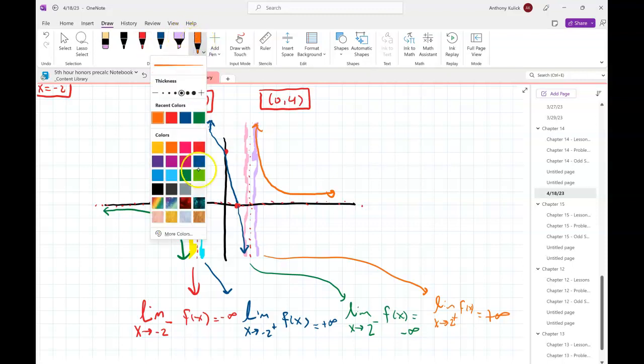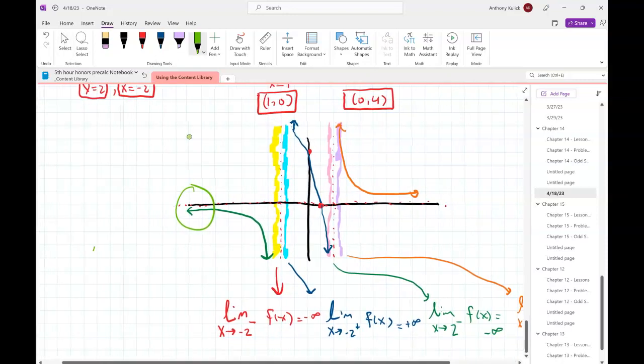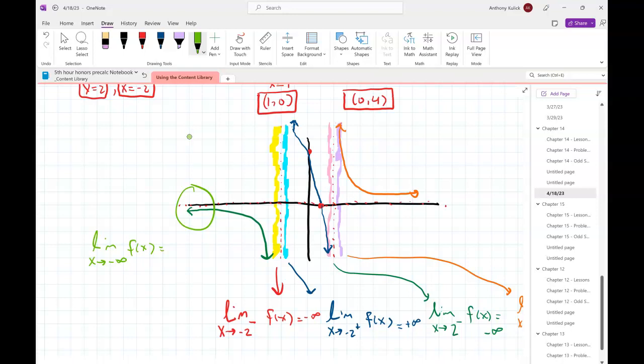While we're at it, what would this end behavior, how would I write that as a limit? That one I've circled in the light green. The limit as x approaches negative infinity, very good, of f of x equals, what is the y value that that is approaching? 0, right? It's just staying right around the x-axis. It's a y-coordinate of 0.